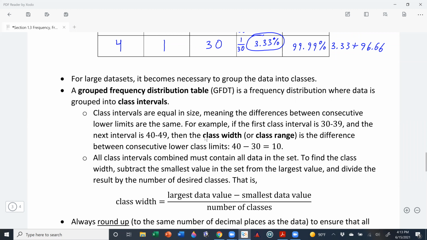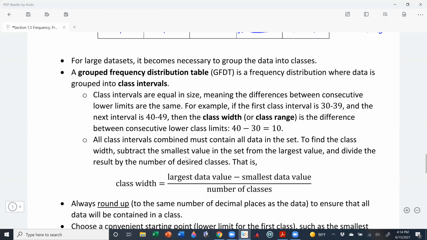Then the class width, or sometimes called the class range, is just the difference between consecutive lower class limits. The lower class limit on this one is the 40, and the other lower value is the 30. So 40 minus 30 is 10. That's the class width. It also works if you do the difference in the upper class limits, like 49 minus 39 is also 10.